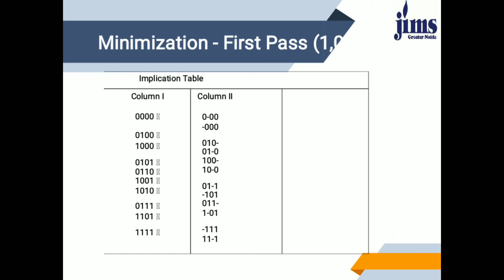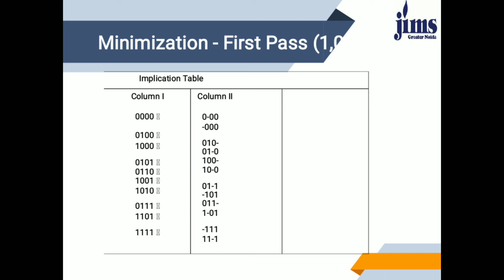As you can check in the second column, I have written 0-00. That means on the third position I have marked a dash. Check the first column. The first term is 0000 and the second term is 0100. So the third position is changing from 0 to 1. That's why we marked a dash on the third position.